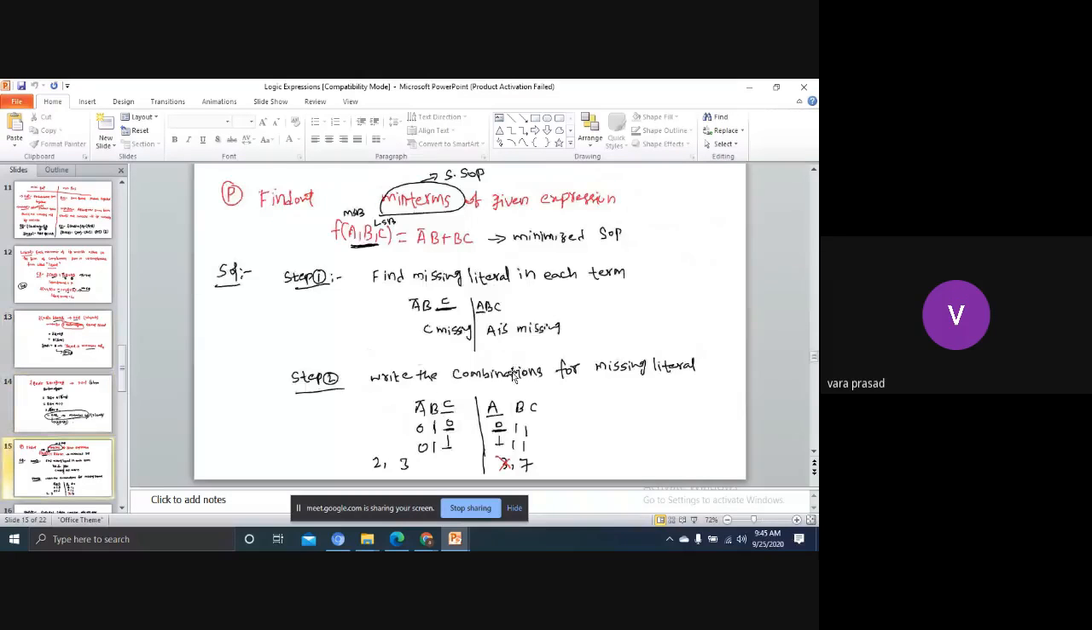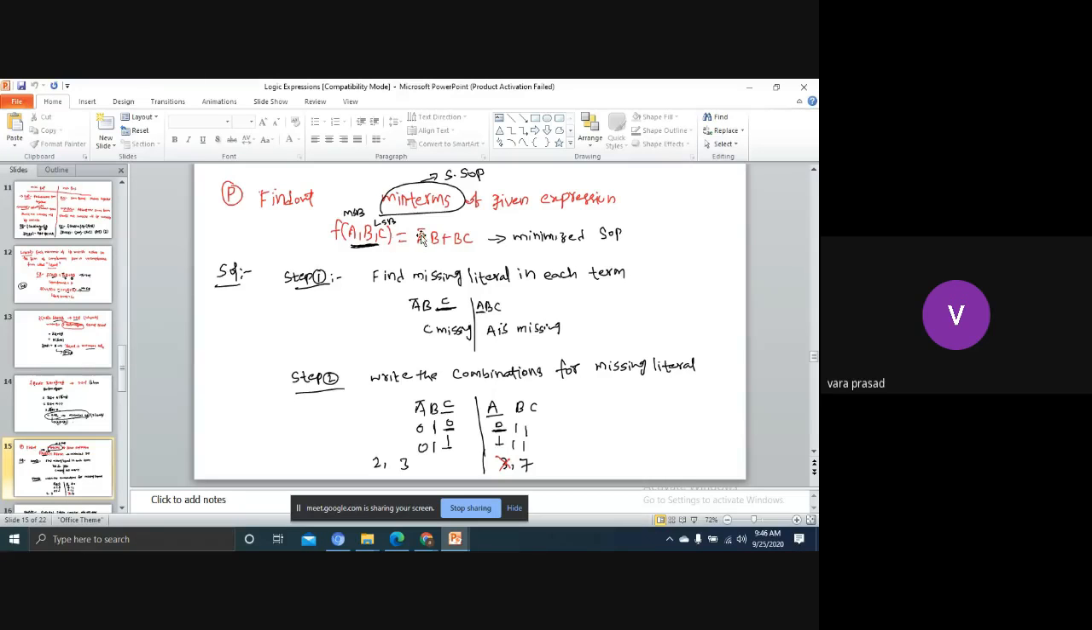Okay. Now this is very important. These questions they can ask: find out the min terms of a given expression, convert into standard SOP, convert into standard POS, or find the max terms. What it means is they are going to give the minimized expression, and we need to convert it into a standard expression.